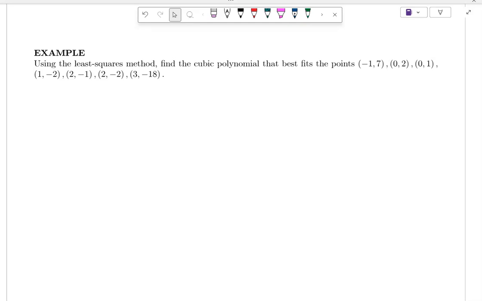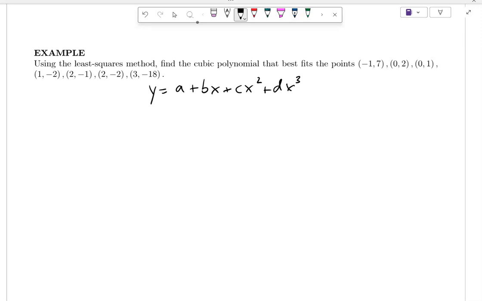All right. So remember that our general form of our cubic polynomial would look like some coefficients times x, times x squared, times x cubed, as well as the constant there, right? So basically I've got 4 unknowns to solve for. So I'm going to create a system to try to solve for those 4 unknowns.